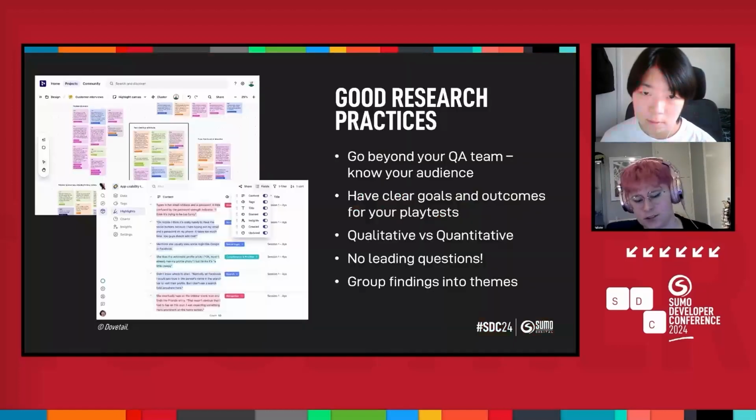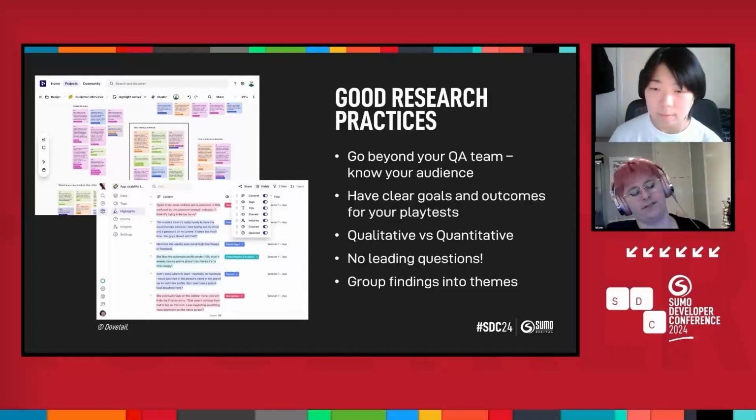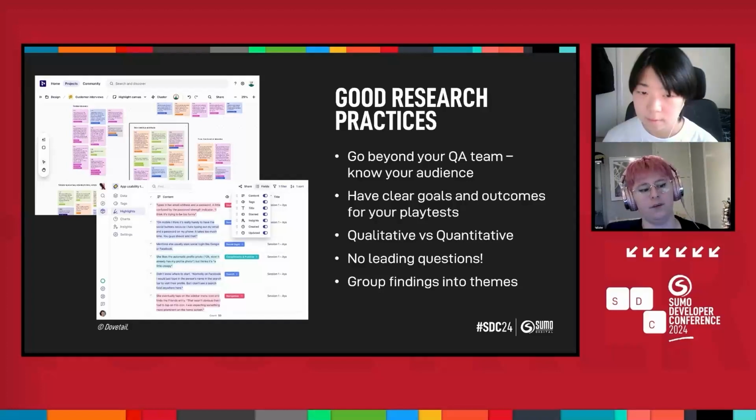So research, how? It's a big thing to ask. So, good research practices are really important when it comes to investing in the research. First and foremost, I would say go beyond your QA team. We love them, but they are not your audience. Their technical understanding and integrations into the systems and the designs make them not very effective player stand-ins. They know too much. We all know too much.